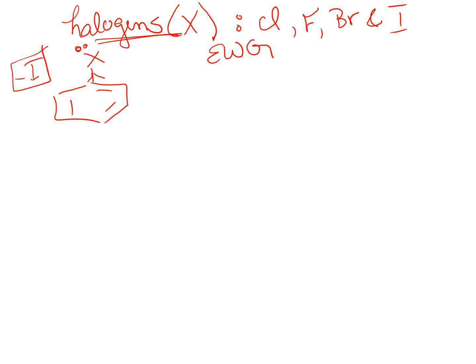So I should expect them to direct the new electrophile to the meta position. My expectation is that the second substituent should go to the meta position, which is not true. Your second substituent will again be directed to the ortho and para. So how come? Why are they directing to the ortho and para positions even though they are electron withdrawing groups? Let's look at the resonance that will take place.